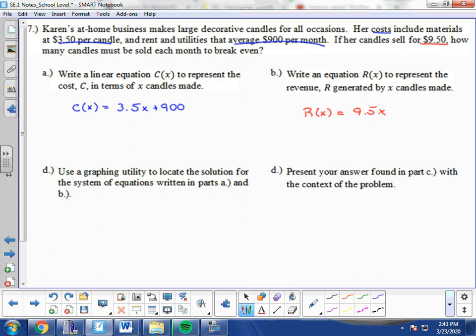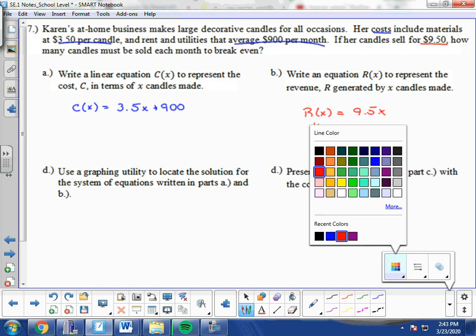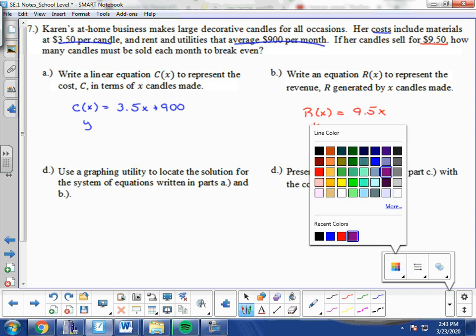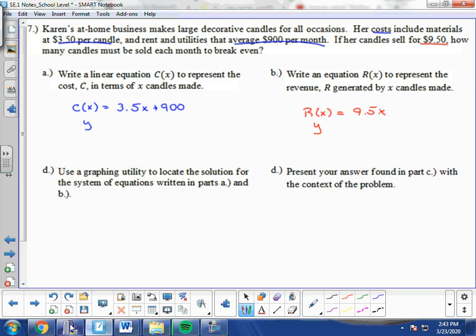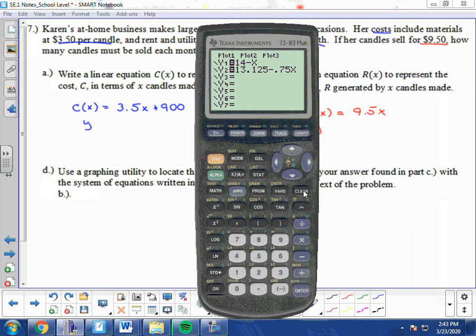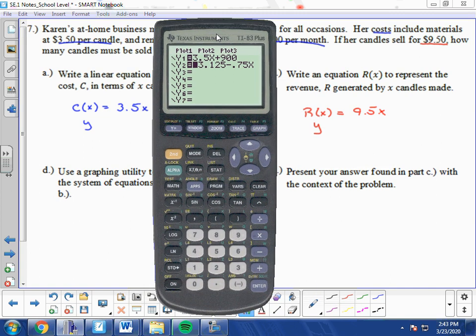Now, this is our system of equations. Now, remember that C of x and R of x basically just stand for y. So we can basically look at this as just a y, and this is just a y. So in this equation, we don't have to do any work to rewrite these. So what we can do is just go to our graphing calculator and type in these two equations. Let me clear out what's in there previously. 3.5x plus 900 and 9.5x.